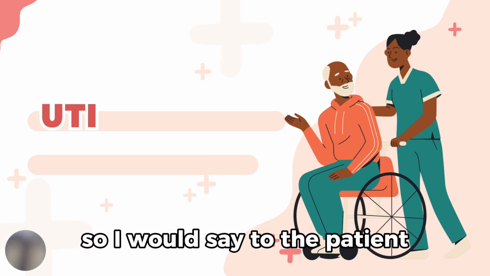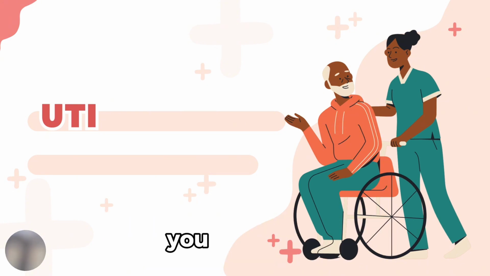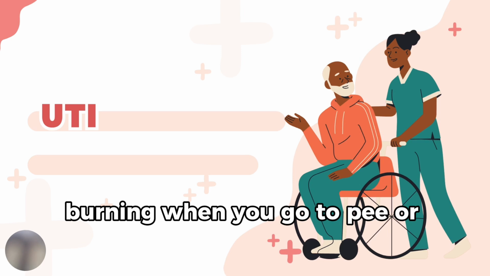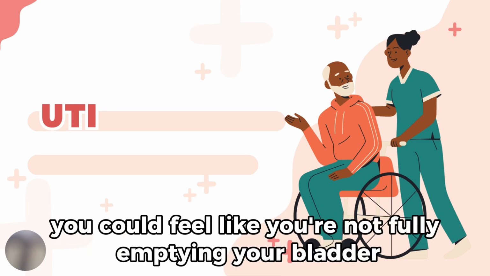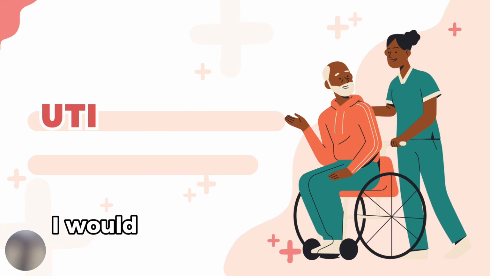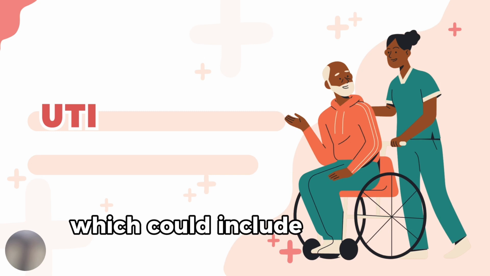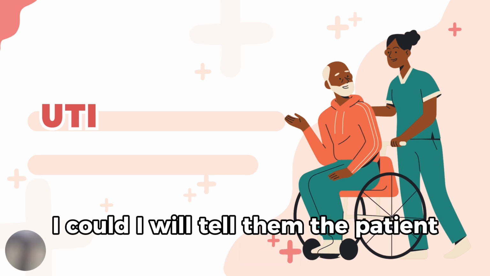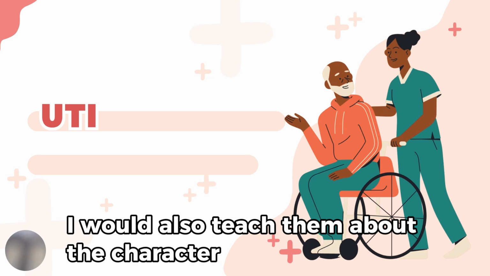So I would say to the patient, here are some signs and symptoms of a UTI. You could get some pain and burning when you go to pee, or have some discomfort when you go to pee. You could feel like you're not fully emptying your bladder. And if they have a family member, I would also teach about atypical signs and symptoms of a UTI, which could include altered mental status. I will tell them the patient may or may not have a fever, but these are just a few things to look out for. I would also teach them about the character of the urine itself.